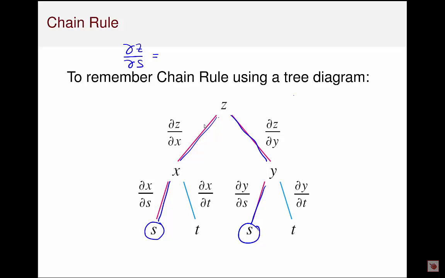So as we go along each branch, we'll pick up the corresponding partial derivatives and multiply them together. So for the first branch, we'll have the term dz dx times dx ds. And this will be added to the term given by the second branch, which is dz dy times dy ds. Okay, so likewise, we can write down the chain rule for dz dt by considering all the branches that go from z to t.